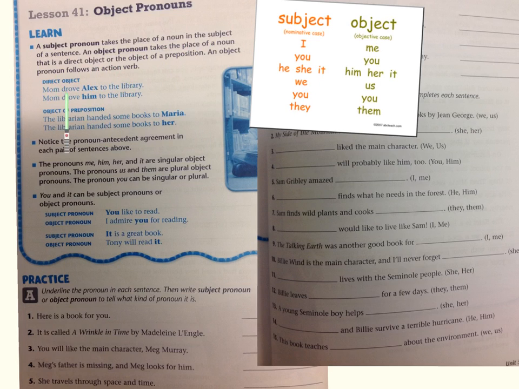All right, so you see direct object: Mom drove Alex to the library. Mom drove him. Him is replacing Alex. That is your direct object. But if you noticed, you have Mom. Mom is the subject, okay? And then this is going to be just the subject pronoun for that direct object. The object of the preposition: the librarian handed some books to Maria. The librarian handed some books to her. Her is replacing Maria, okay?